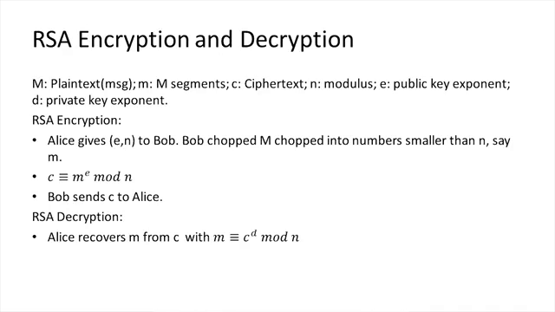Now let's look at the decryption process. Alice will first receive c from Bob, and she can recover m from c by using this formula, which is c to the power of d modulo n. Because we know the original message m and c to the power d are congruent modulo n. Okay, now let's try to prove why that's the case.